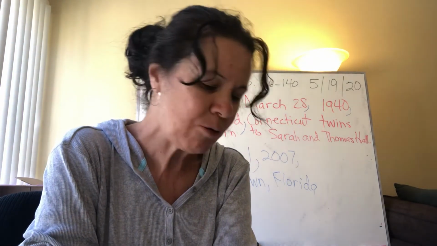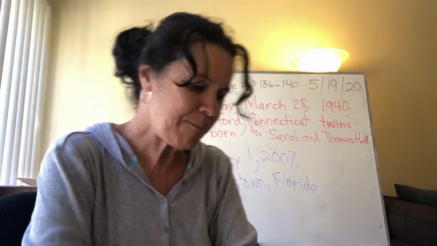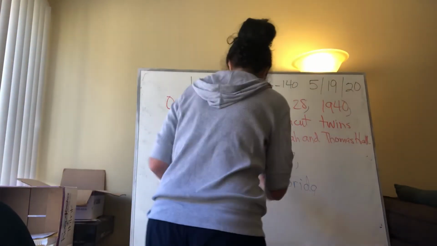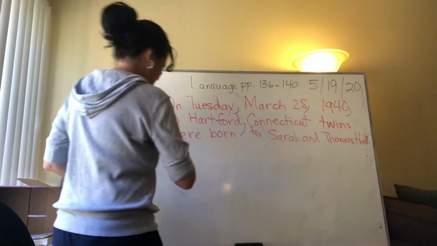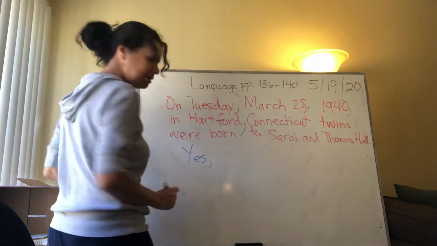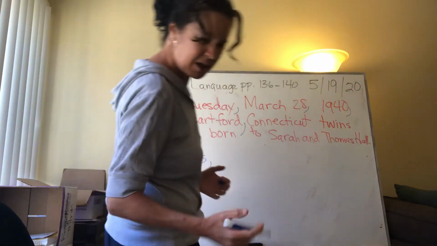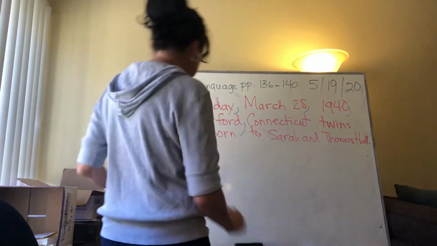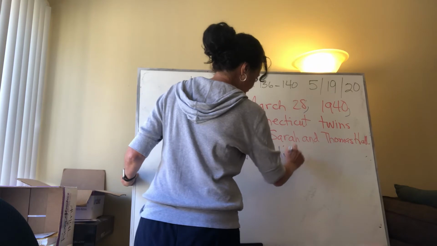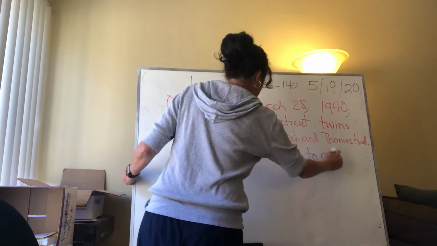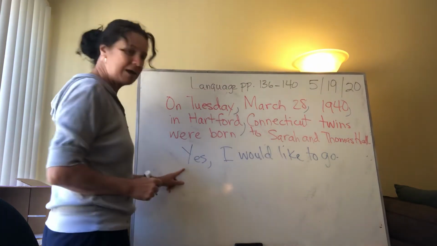So number 6 says, use commas after the words well, yes, no, and why when they come at the beginning of a sentence. So your example is, I'll give you an example. Yes, comma. It's like a pause. It says, I would like to go. Okay, so you have your yes, comma.